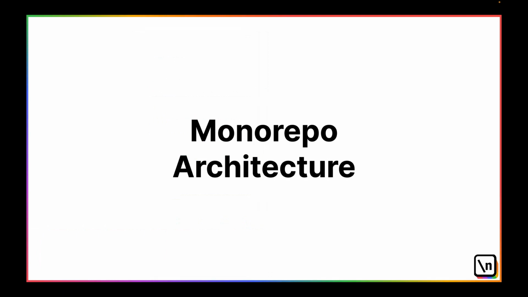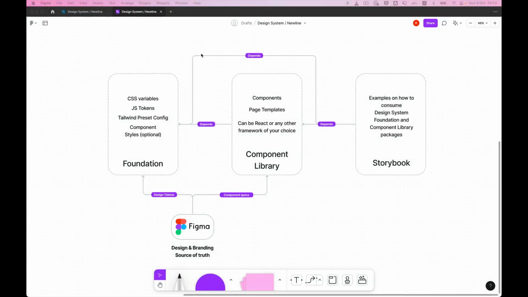So let's see now how we can architect our Monorepo so that it will be easy to work with and maintain. Here is an example FigJam of how our Monorepo will look. At the bottom, we can see that we have Figma as our design truth.